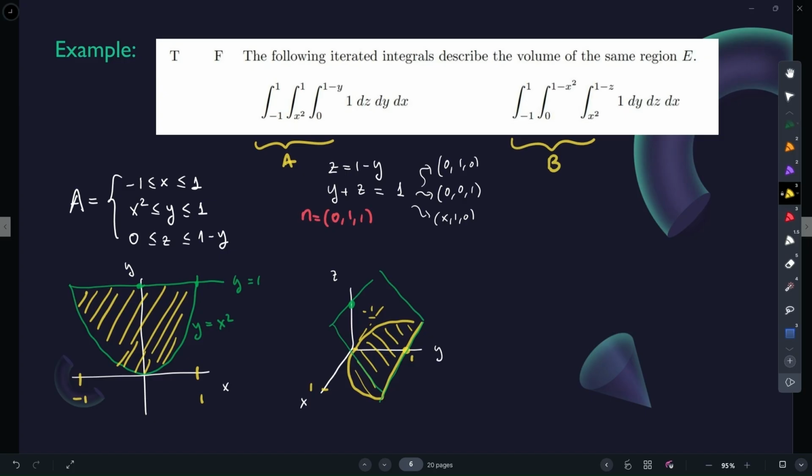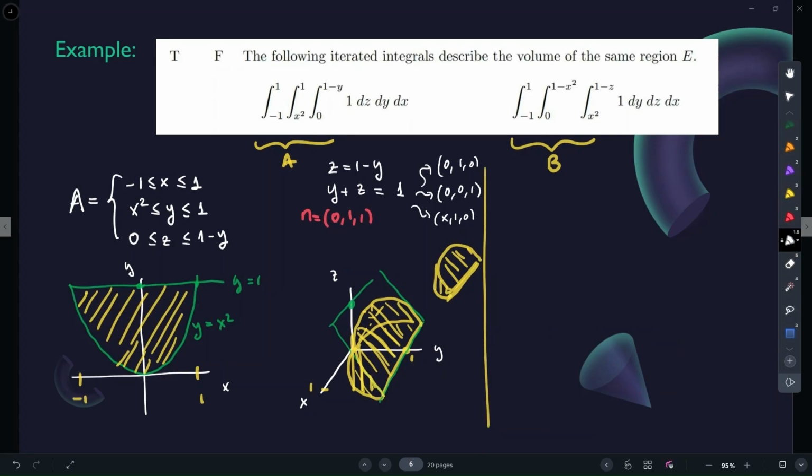Okay. And the z coordinates have to go from the xy plane all the way up to this plane. So the top is going to look like this, and then we're going to have some sort of wedge. So the region A looks something like this. Okay, so it's like a circular wedge. Okay, so let's now investigate the region B.